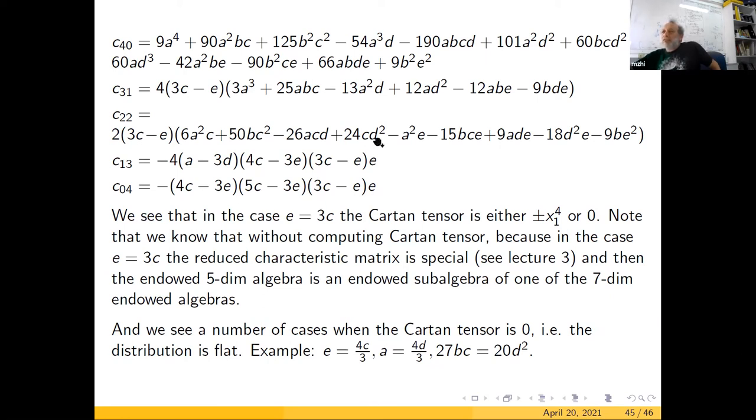And we see lots of cases when the Cartan tensor is zero, that is, the distribution is flat. For example, you can take these parameters related like this, and you have a flat distribution. So there are many, many ways. It's really very nice, very, very nice.